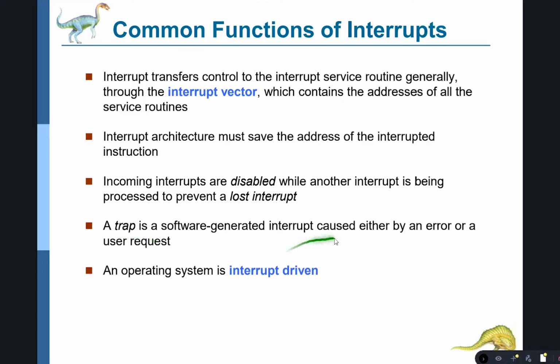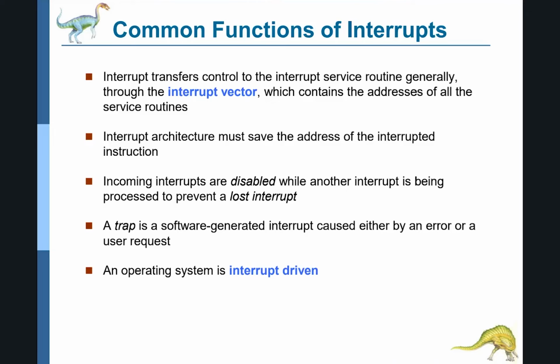A trap is a software-generated interrupt caused by an error or a user request. There are some different traps if you look at the manual. In the manual of the CPU, Intel or AMD, whatever CPU you're using, there is a list of interrupts and what they mean. So if you get this interrupt, it means that. We can say that operating systems are interrupt driven. Basically, interrupts are the messages between the operating system and the hardware.